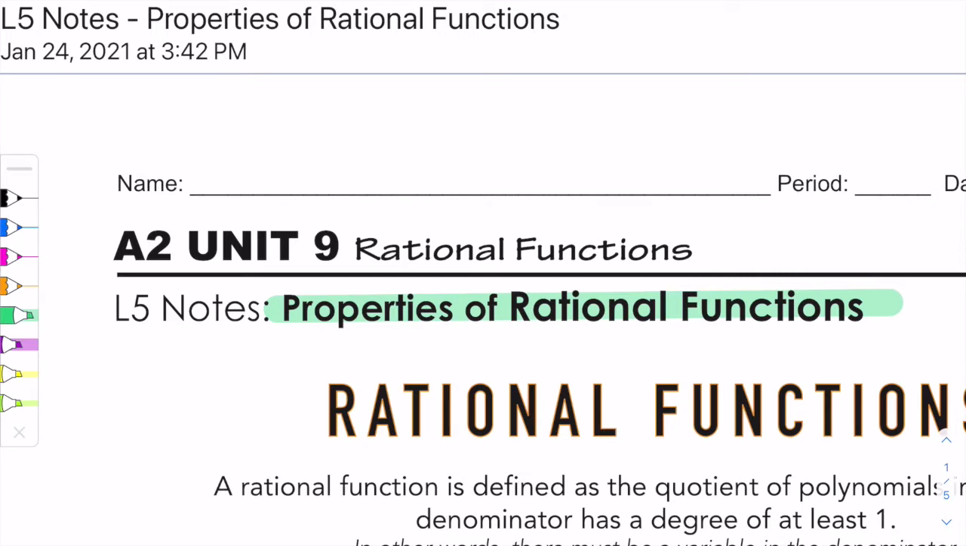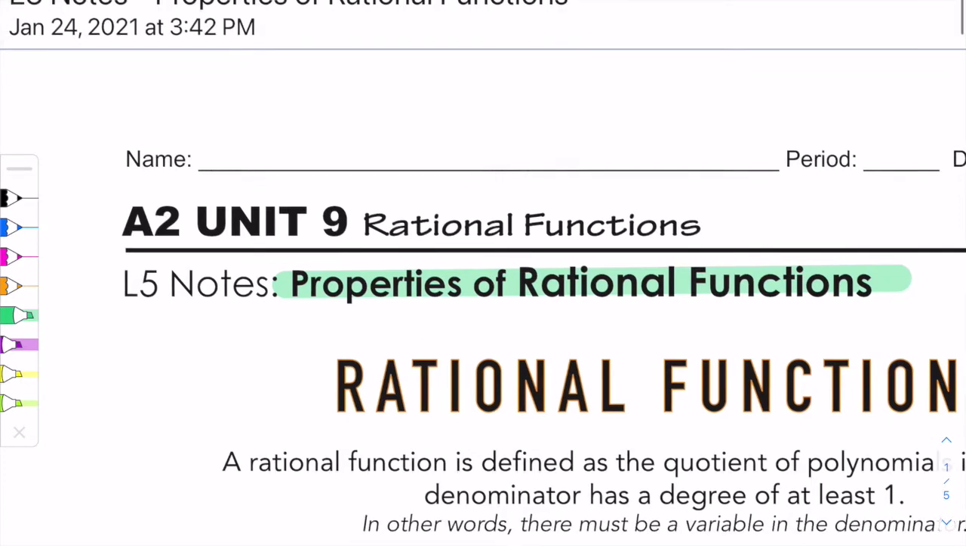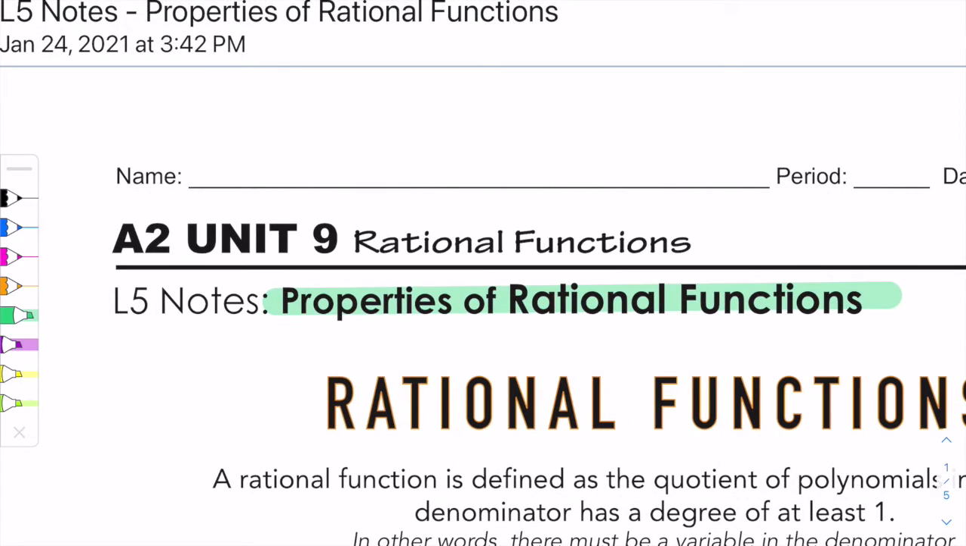Next year, if you move on to pre-calc, you'll relearn some of the stuff. Of course, we'll go quickly through it because you already learned it in Algebra 2. But next year in pre-calc, you will be actually graphing the rational functions. All right, so as I go through this lesson, just keep in mind you would typically be graphing these, not just learning about the properties.